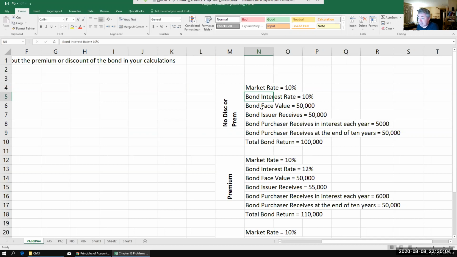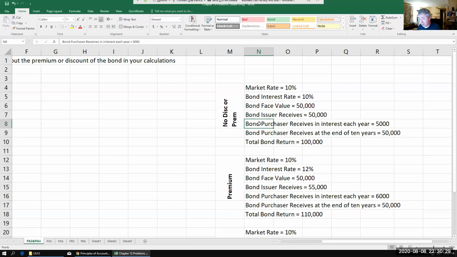So there is no discount, no premium, and what that means is we're going to get face value. We want to get $50,000 for these bonds. The face value is $50,000, so we're selling this $50,000 bond for $50,000. We receive that up front, when the bond is issued, as the issuer, the person selling the bond.